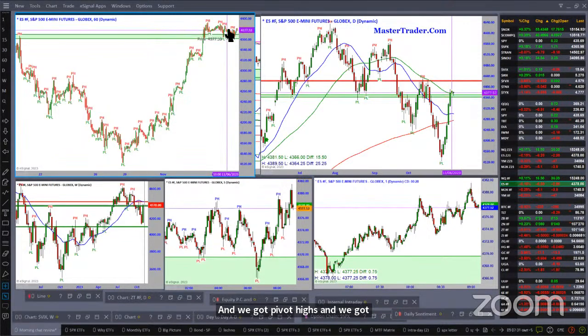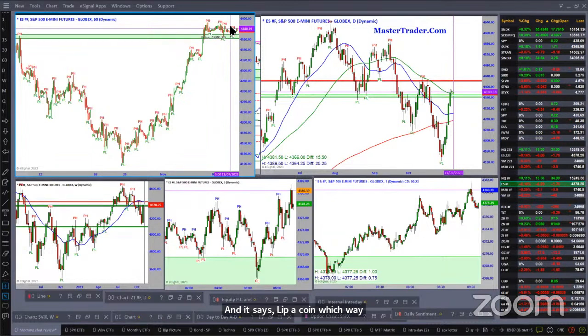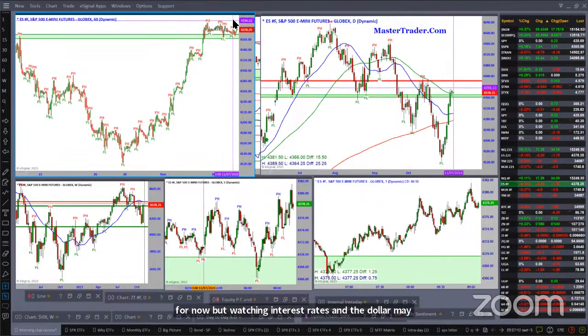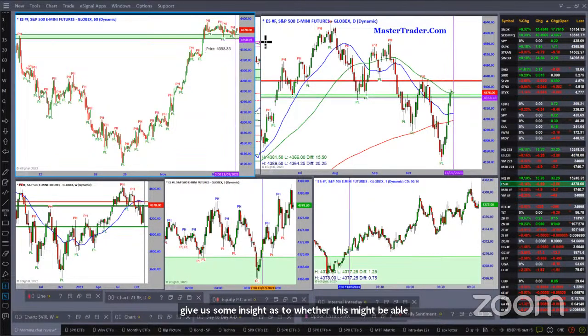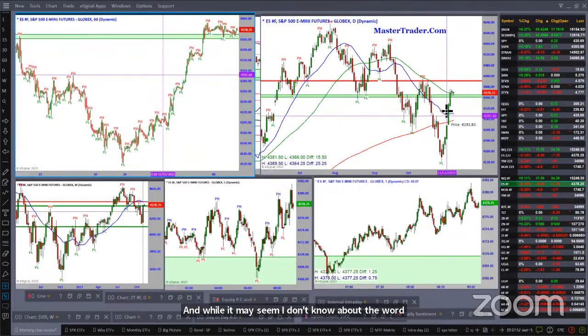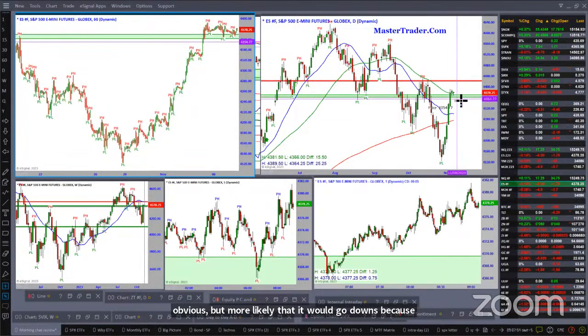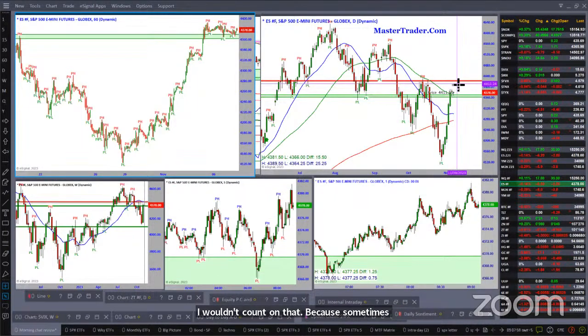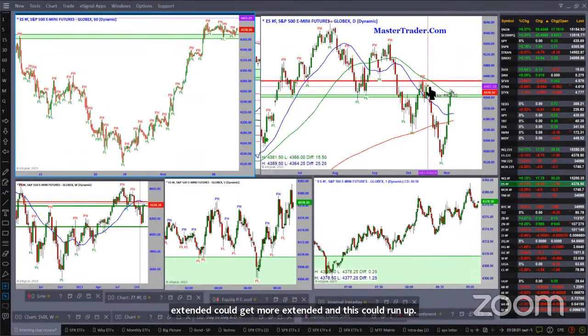It's in the middle of the range. It says, flip a coin which way this is going to go for now, but watching interest rates and the dollar may give us some insight as to whether this might be able to get above those highs or get below the lows. And while it may seem more likely that it would go down because of the run up, I wouldn't count on that because sometimes what's extended could get more extended, and this could run up into this resistance here around this pivot high.